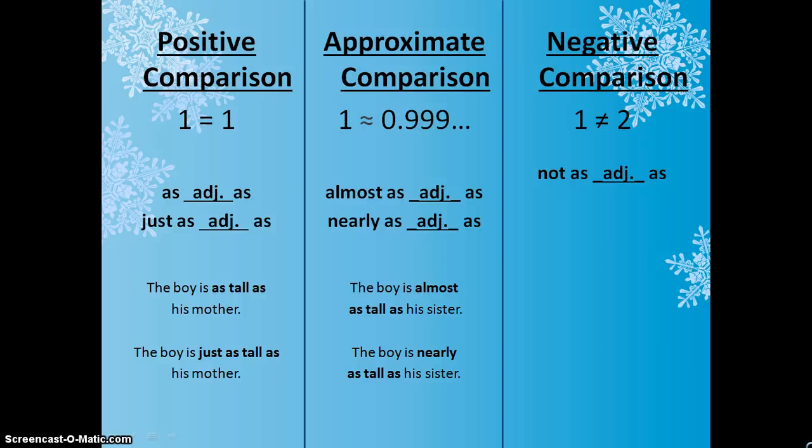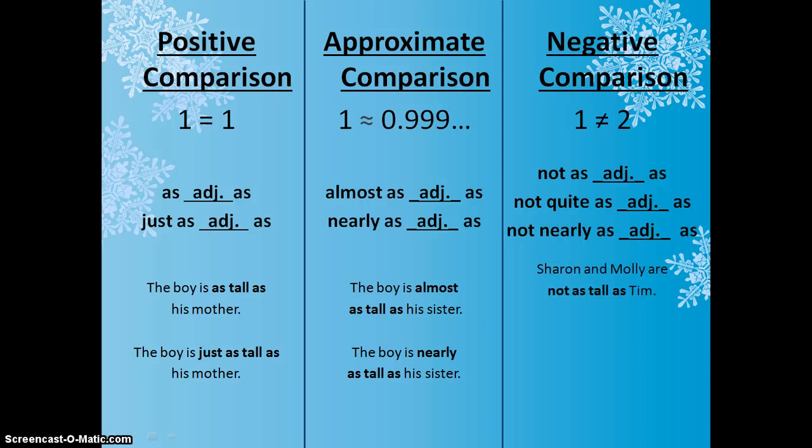We have our first form from part 1 of our lesson. Now we're going to add not quite and not nearly. Here are our three example sentences. Sharon and Molly are not as tall as Tim. Molly is not quite as tall as Tim. And Sharon is not nearly as tall as Tim.